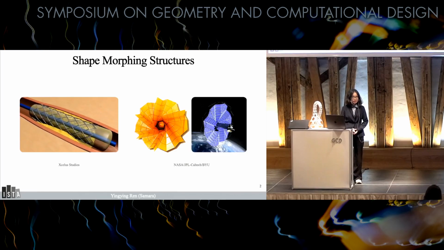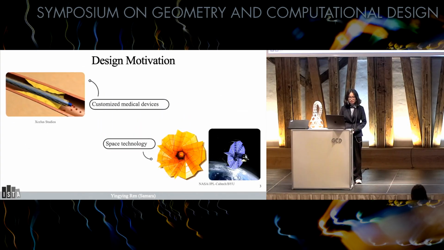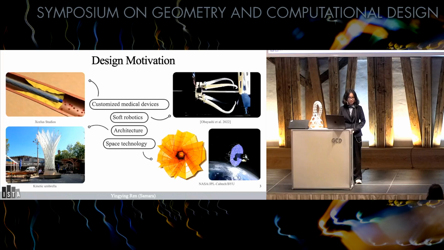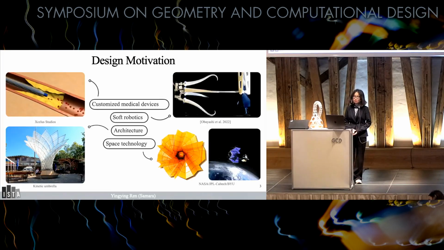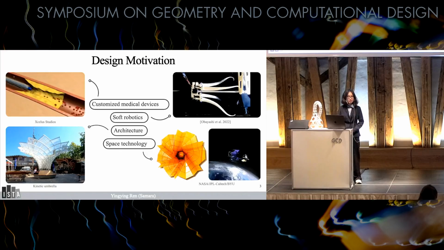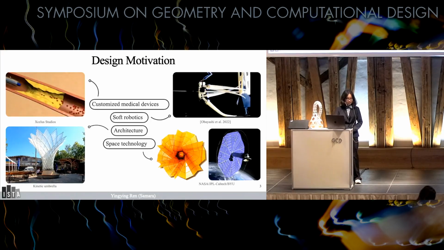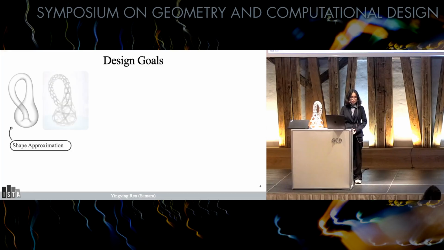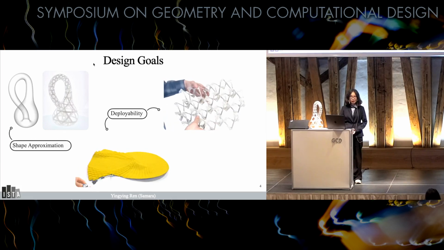Shape-morphing structures not only have applications as medical devices and space technology, but also in soft robotics and lightweight architecture and many others. There are several interesting and powerful qualities of shape-morphing structures that are crucial for these practical applications. The first one is shape approximation. Shape encodes many important functionalities and information in engineering and design applications. For example, for customizable medical devices, we want structures that can conform to the patient's body and adapt to their movements and changes. Another feature that we're interested in is deployability.